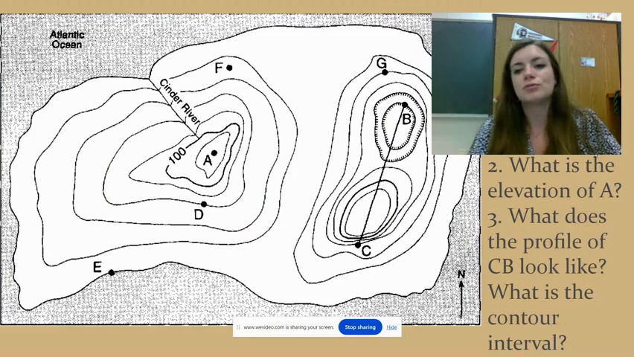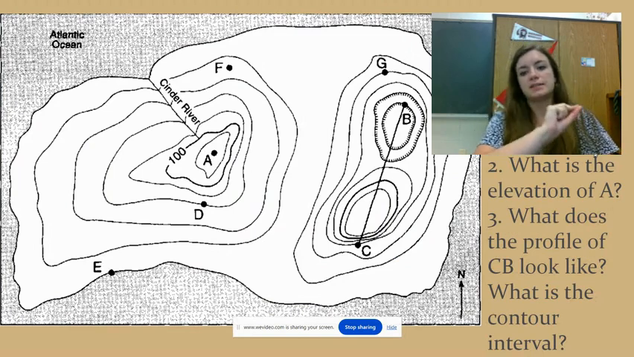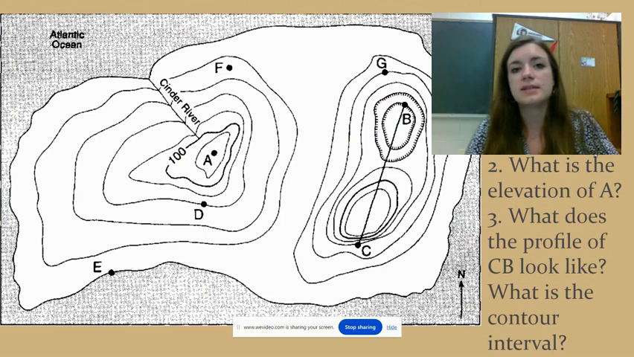Which way is Cinder River flowing? What is the elevation of point A? What does the profile of the line CB look like? And what is the contour interval? If you're not sure what some of that means or how to answer some of those questions, again, it's okay because I'm going to teach you that.